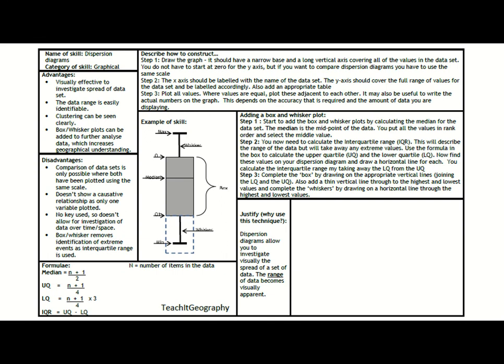Dispersion diagrams, or whisker and box plots. These are a bit trickier. I've never seen one of these appear in geography yet. That said, it is a very good type of graph for certain aspects of the fieldwork element that we have to do. So don't dismiss this completely. In fact, pay attention. Historically, we actually do ask students to do whisker and box plots to measure something called dispersion or spread of data.